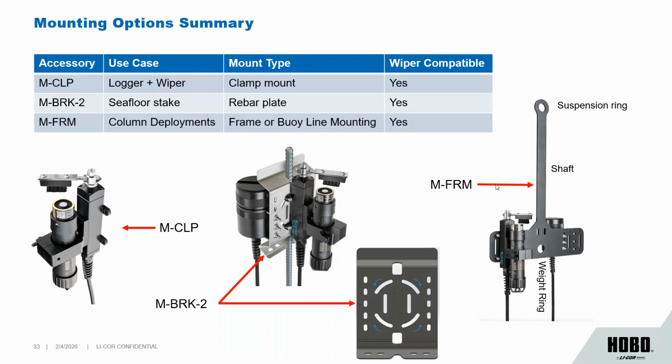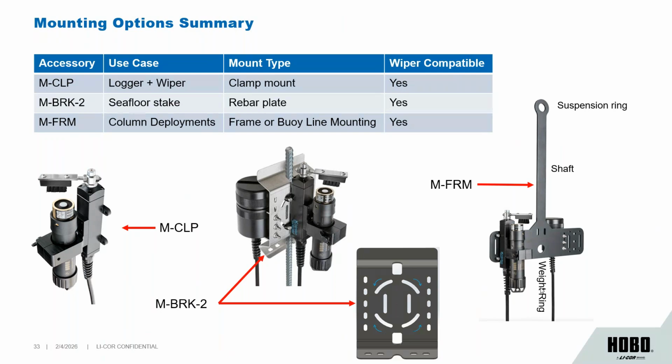We also have this lowering frame that you can use. So you have a suspension ring that you can use on a buoy. You can put a weight just to make sure that it is fully submerged, and this will allow you to balance it and keep it vertical.